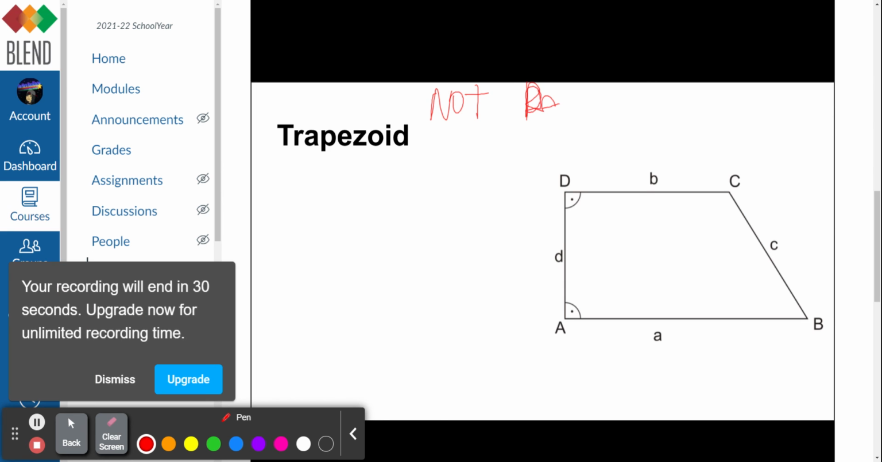Not a parallelogram. The reason why a trapezoid is not a parallelogram is because this set of lines right here is not parallel. These would actually touch eventually. And in fact, the cool thing about a trapezoid is when those lines touch, it would make a triangle. So we'll come back and we'll talk about the trapezoid and some others, and then you're done.